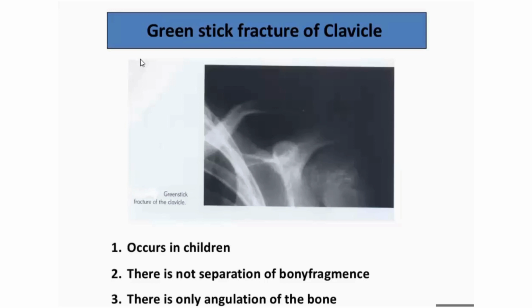So what occurs in a green stick fracture? Is the periosteum involved or not? It is not well developed, right? I said it is common in children, so only bony fragments are present. The periosteum will not be involved in the green stick fracture. Up to this, you remember regarding the clavicle.